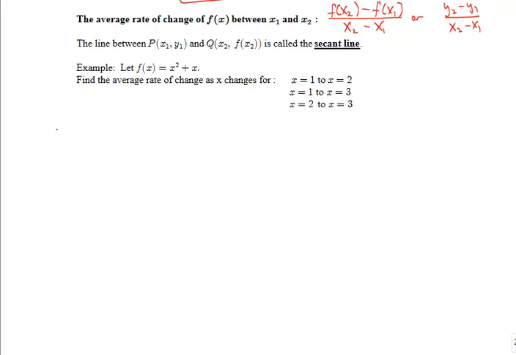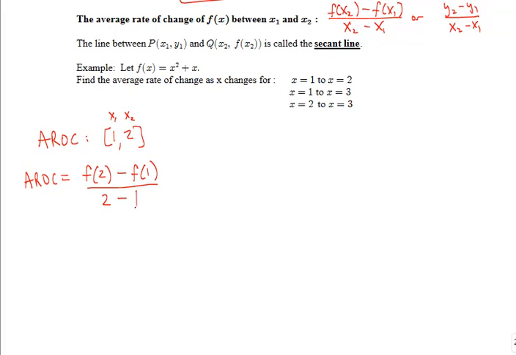So suppose we want to look at it as x changes from 1 to 2. Sometimes we'll write that as an interval, where these are the x values from 1 up to 2. I'm going to use interval notation. So this would be my x sub 1, and this would be my x sub 2. So by definition, this average rate of change is going to be the function value at 2 minus the function value at 1 divided by the x sub 2, which is 2, minus the x sub 1, which was 1.